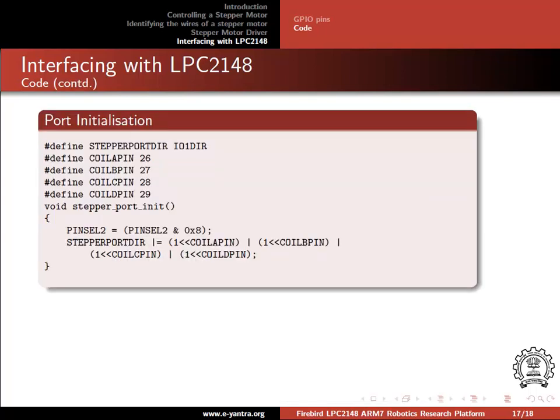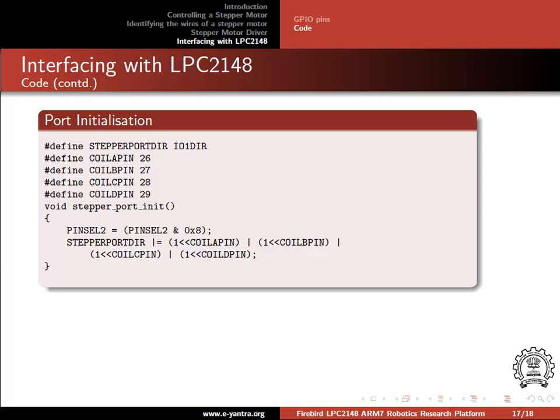Now let's have a look at the port initialization function. Stepper_port_init. This function starts by setting the pin cell 2 register's bit 3 on and bits 2, 1 and 0 off. Bits 1 and 0 are reserved bits and bit 2 is set to 0 to disable JTAG functionality of the pins to allow us to use them as GPIO pins.